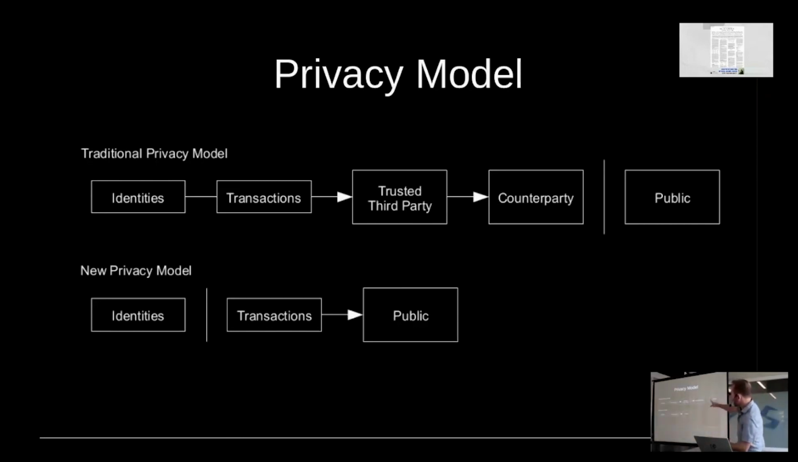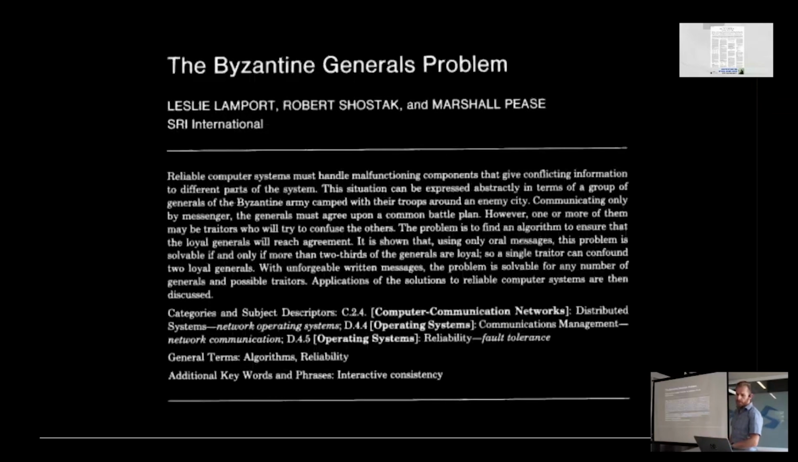Yeah. So this was the idea of a privacy model, but it's not necessarily better. It's different. Instead of your information being shared with a third party but kept away from the public, now your transactions are out in public, and you have to make sure that this line does not get crossed. Yeah. So that's the privacy model for Bitcoin.